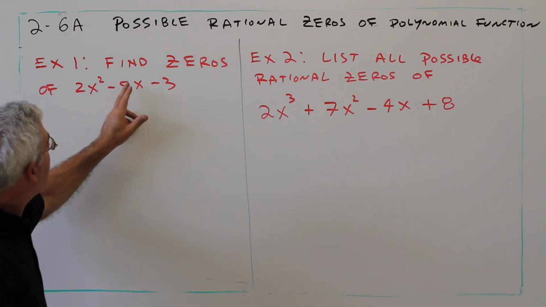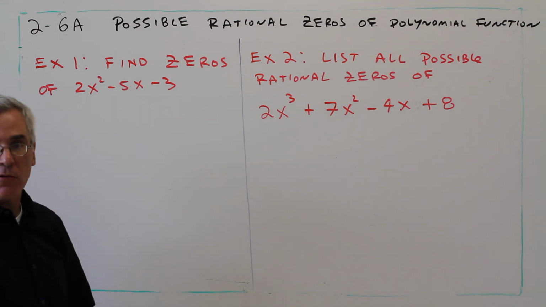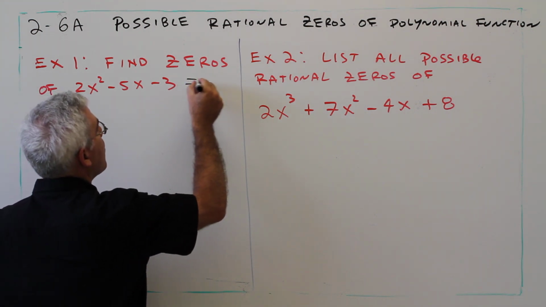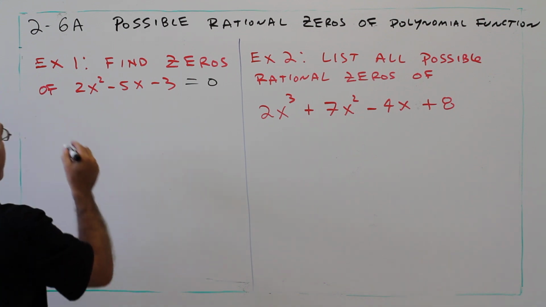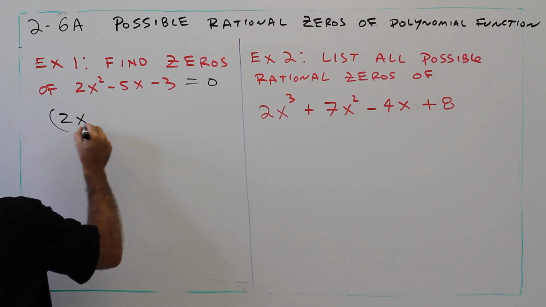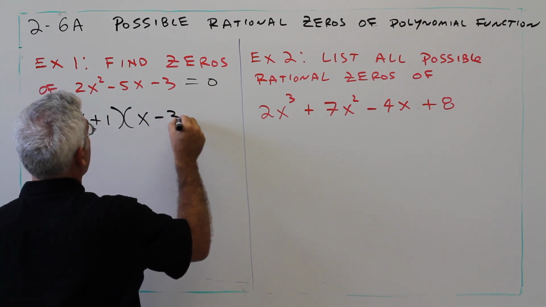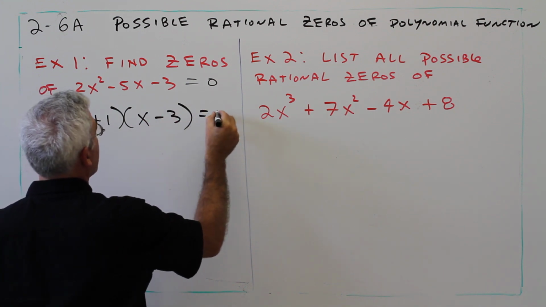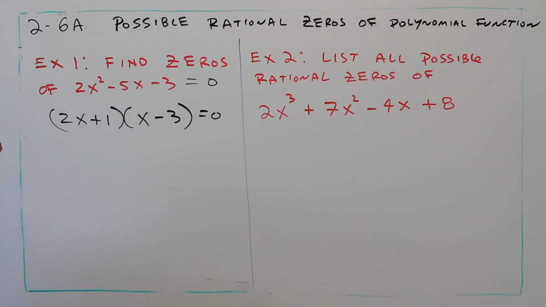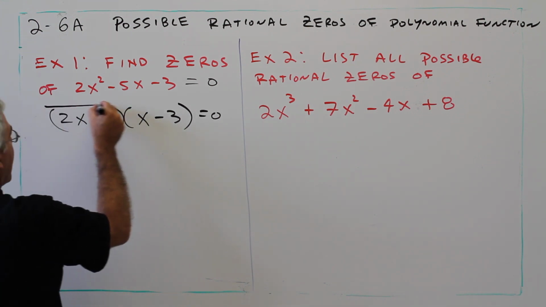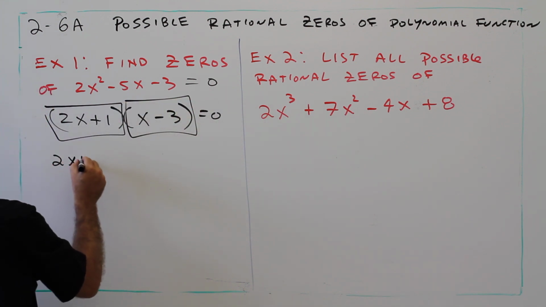All right, example 1. Find the zeros of 2x squared minus 5x minus 3. To find the zeros, we set it equal to 0, and we see if we can factor. This is factorable. It's going to be 2x plus 1 and x minus 3. Again, that's the minus 6x plus 1. Then to find the zeros, we chunk it up and set each chunk equal to 0.